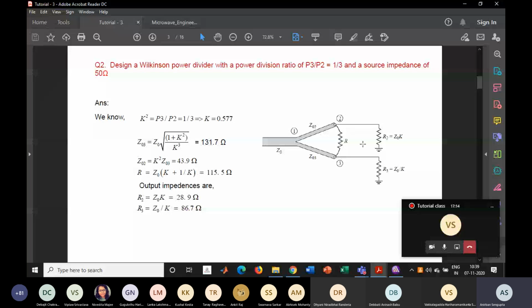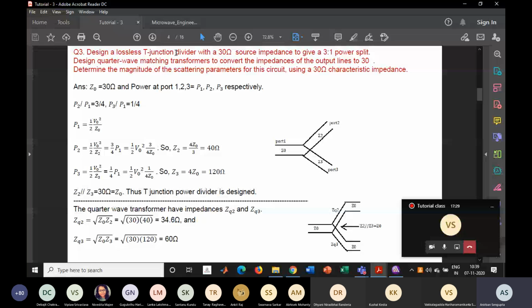Moving forward to question number 3. Okay. So what does this question say? Design a lossless T-junction divider with a 30 ohm source impedance to give a 3:1 power split. Again, an unequal power division question. Now design quarter wave matching transformers to convert the impedances of the output lines to 30 ohm. Determine the magnitude of the scattering parameters for this circuit using a 30 ohm characteristic impedance.